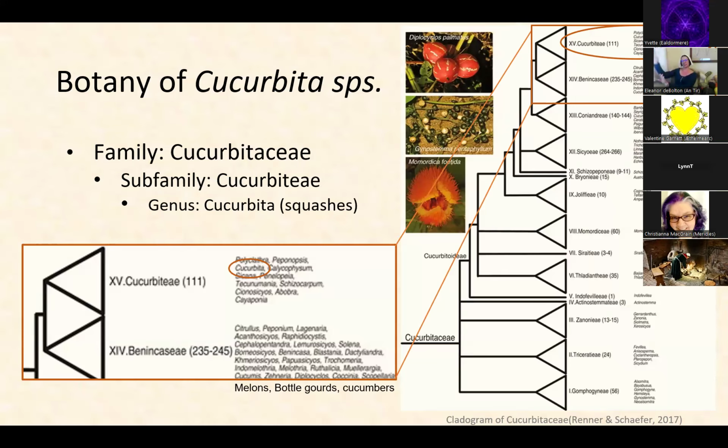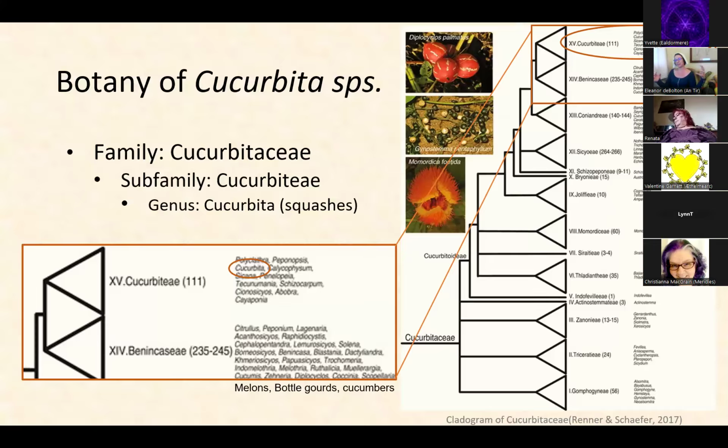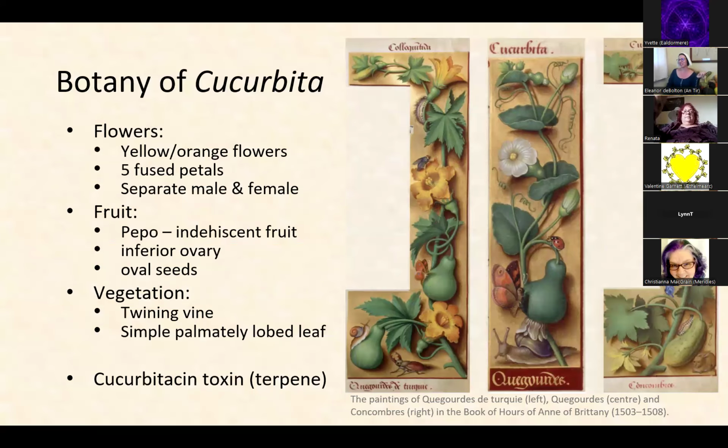Big step back out. This is a massive slide full of lots of information. Don't worry about it. In the grand scheme of the Cucurbitaceae family, what we're looking at is a subfamily of Cucurbitoideae, and with that, the genus of Cucurbita. The other one that's highlighted here, the Benincasoideae subfamily, is where you have all your melons, your bottle gourds, and your cucumbers. So pumpkins are pretty distinct botanically as well.